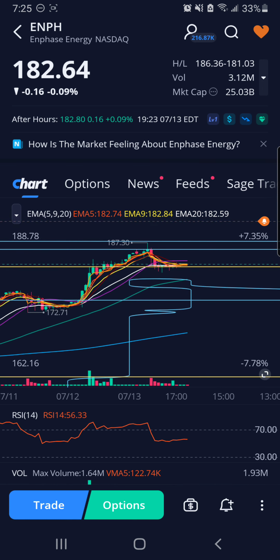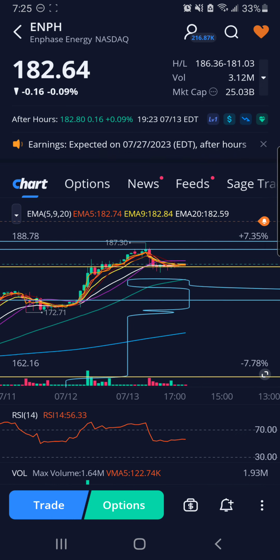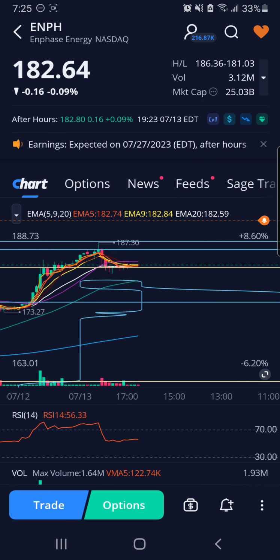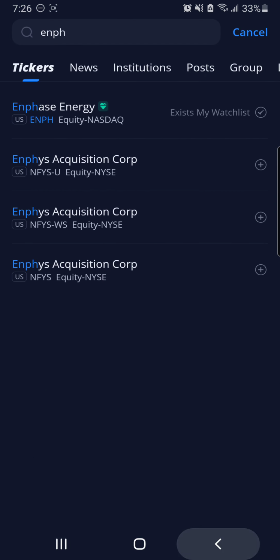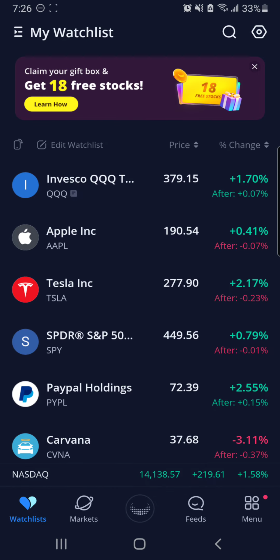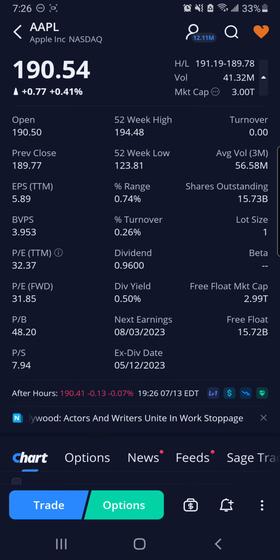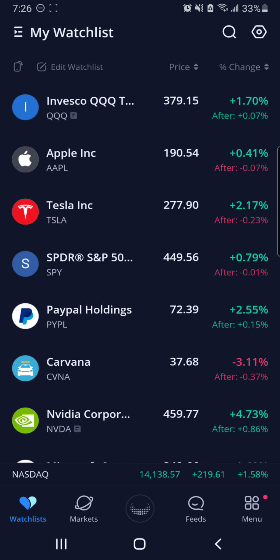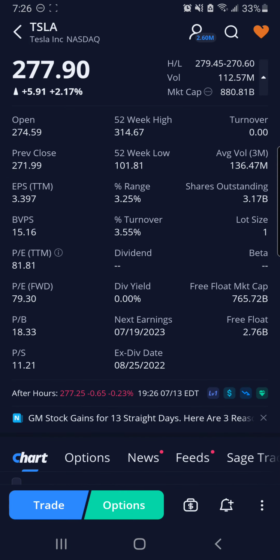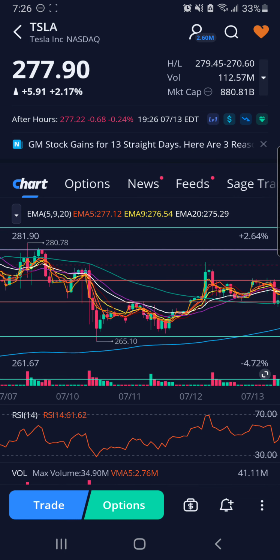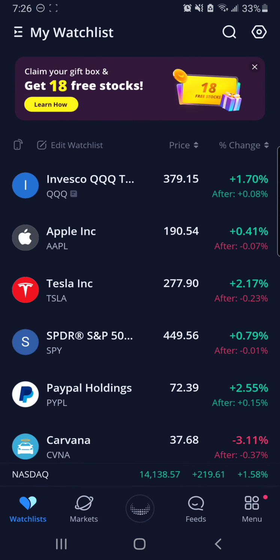Now a stock like this doesn't have much volume. Unfortunately, it only averages, you can see on the top right, 3.98 million shares a day. And then you have a stock like Apple, averages about 56 million shares a day. And then you go crazy, you go Tesla. Tesla's average is 136 million shares traded each and every day. And it's a 3-month average. So I'm going back to Enphase.